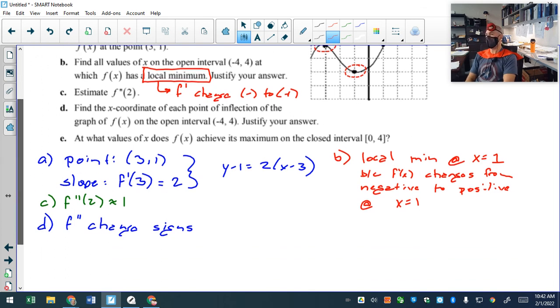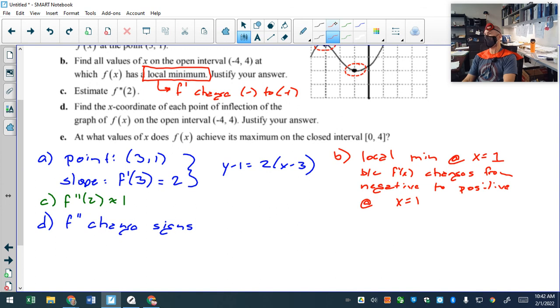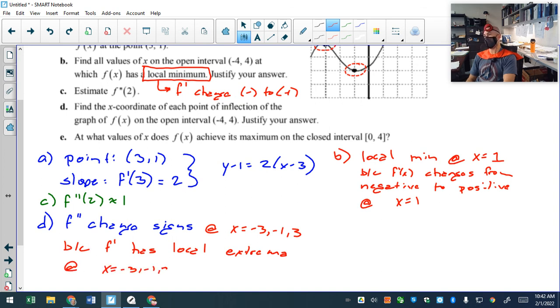And you can actually say f changes signs at x equals, what did I say, -3, -1, and 3, because, and it does say justify your answer, because f prime has local extrema. And again, even though I've already stated the locations, I'm going to restate it here at x equals -3, -1, and 3. I probably got a whole lot wordier on the back, did I?